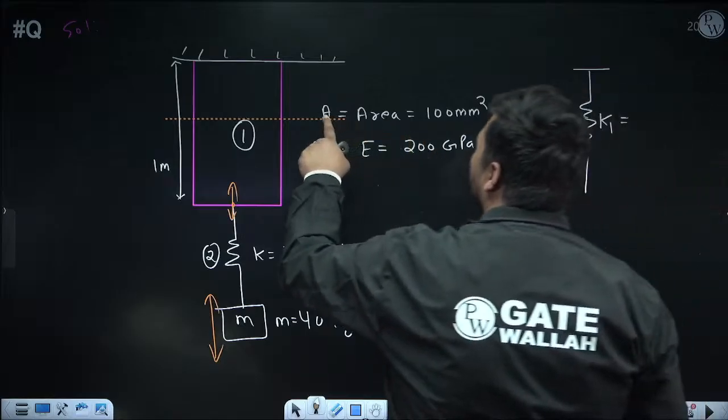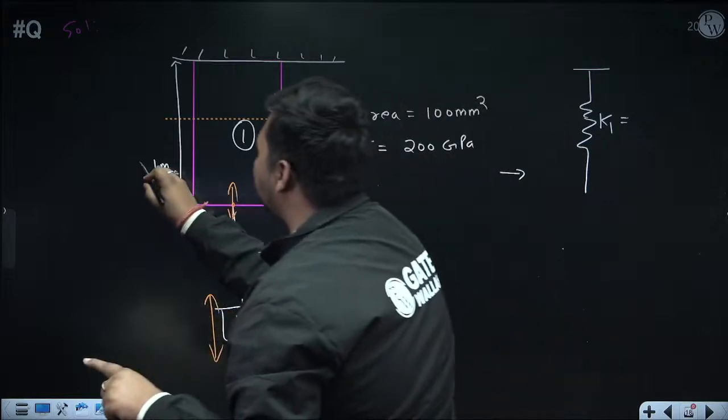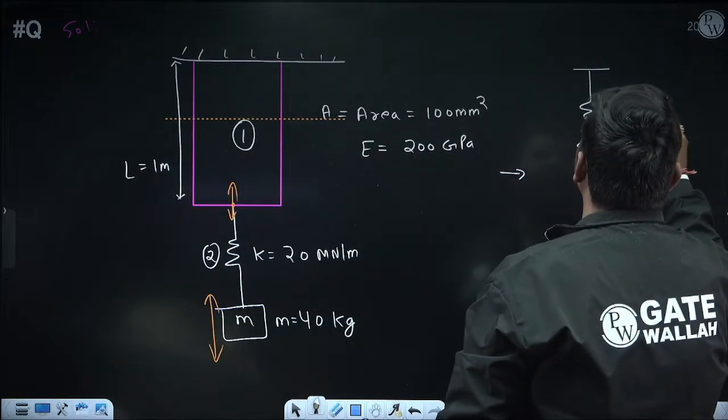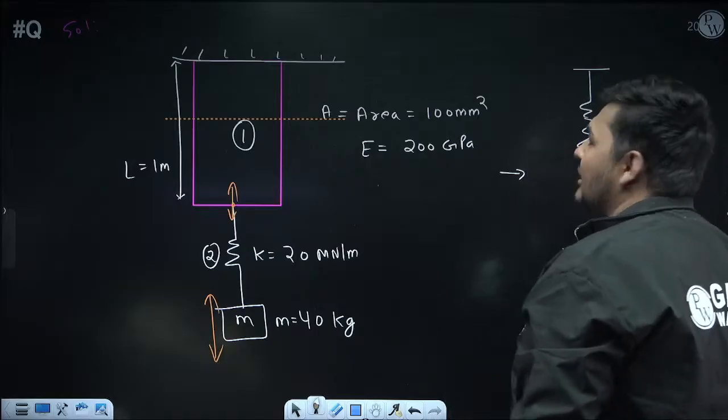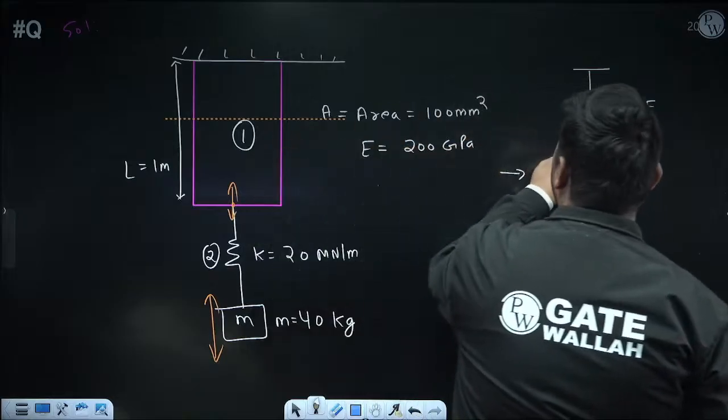So right now I am denoting the area of the bar as A, Young's modulus is E, and suppose the length of this bar 1 is L. Okay, I will put the values later. So axial stiffness will be AE by L. I will calculate the value, don't worry. This is the axial stiffness of this bar, which I am referring to as K1.